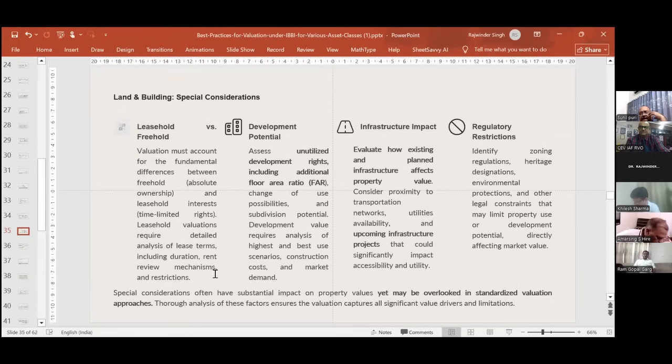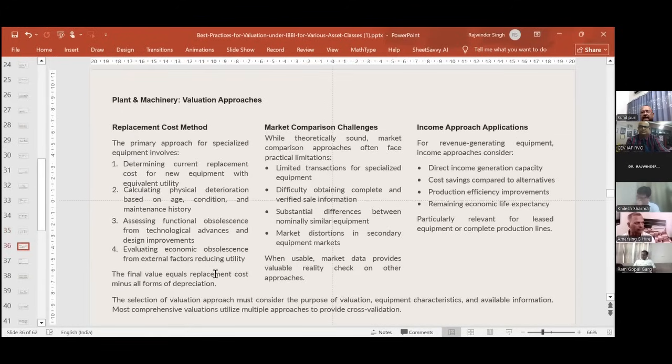Similarly, for plant and machinery, we will discuss the valuation approaches. As in the case of land and building, those approaches are applicable to plant and machinery valuers also, but there may be certain differences between them in the procedures.